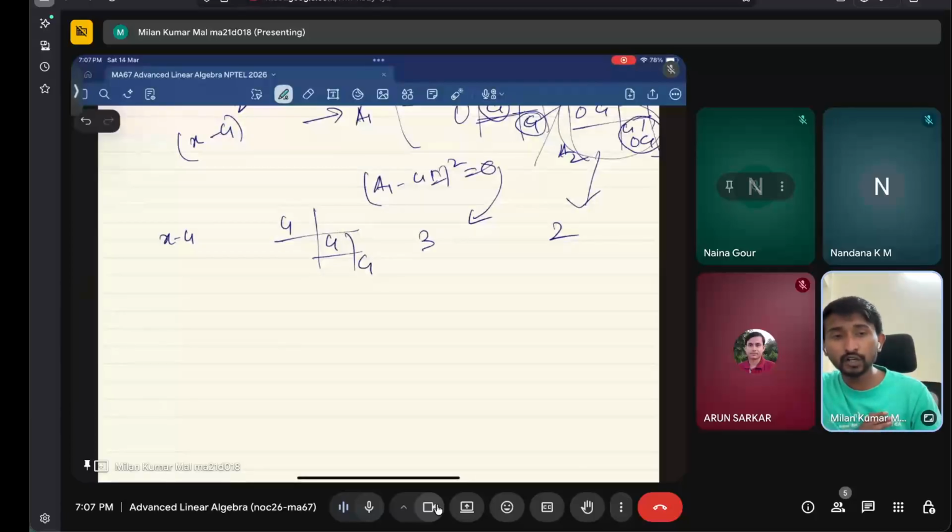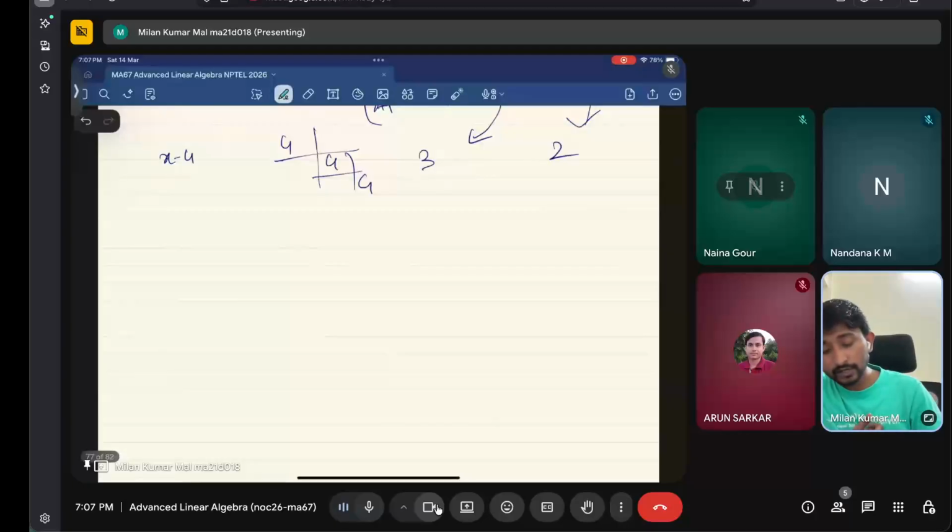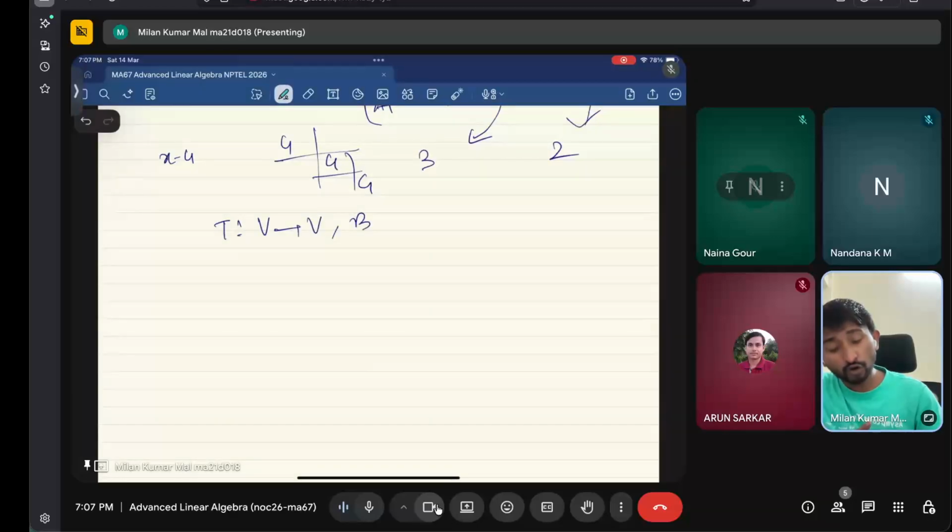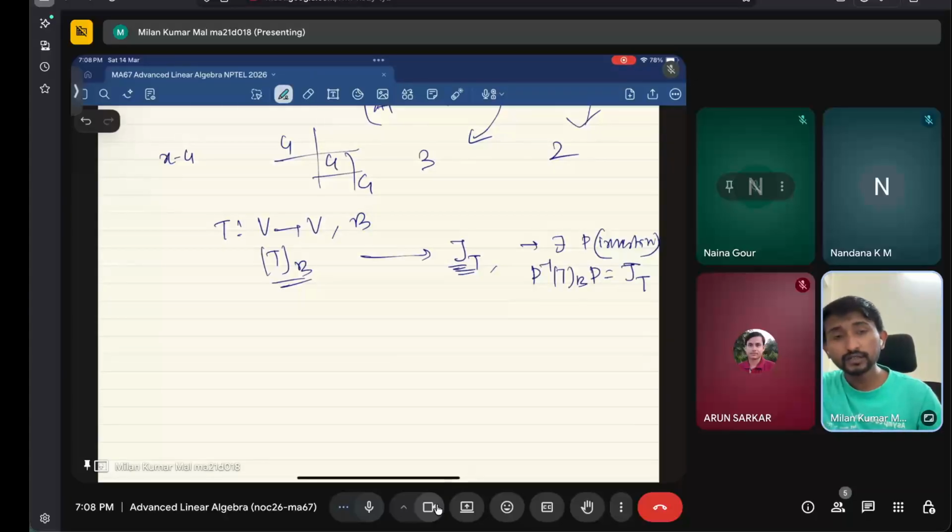And what is the Jordan canonical form actually saying? The Jordan canonical form is saying that suppose you have a linear operator T from a vector space V to V, and we have a basis B, and we have a matrix representation T_B with respect to that basis. The Jordan canonical form of the matrix says that there exists an invertible matrix P, a square matrix of order n by n, if the dimension of V is n, such that P inverse T_B P is actually J_T. J_T can be diagonal, J_T can be non-diagonal.